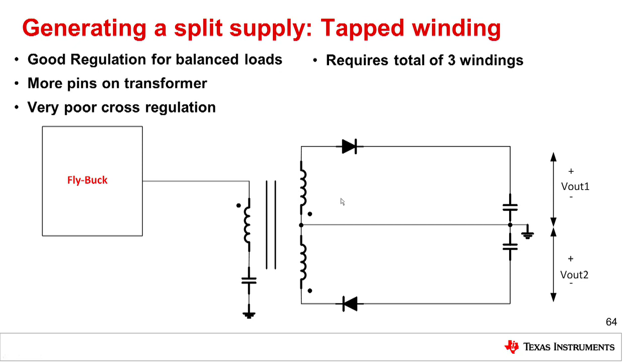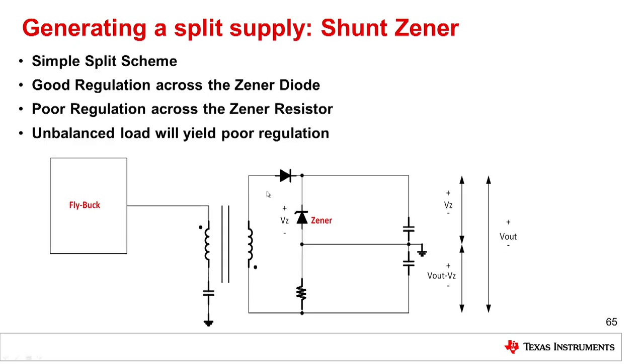The next step would be to use a transformer with only one secondary and use a Zener diode to regulate at least one side of this output voltage. In this case you get a little bit better regulation, but you still have rather poor cross regulation when the two loads are different.